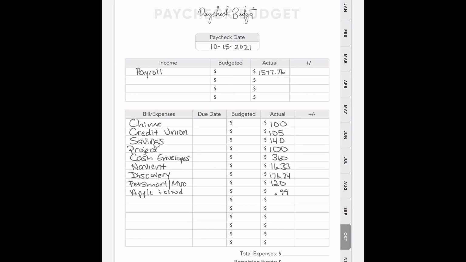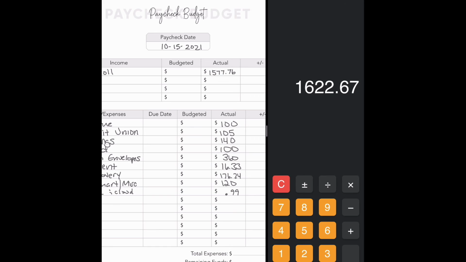So let's go ahead and total this up. We have 100 plus 105 plus 140 plus 100 plus 360 plus 1633 plus 176.24 plus 120 plus 99 cents.